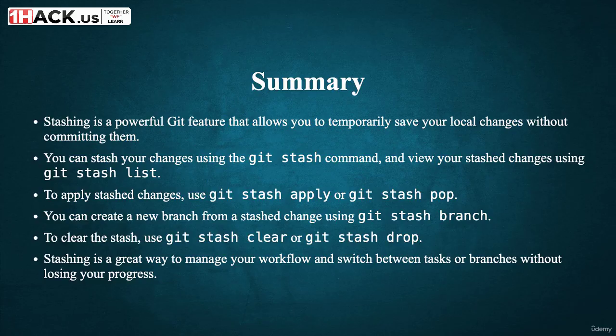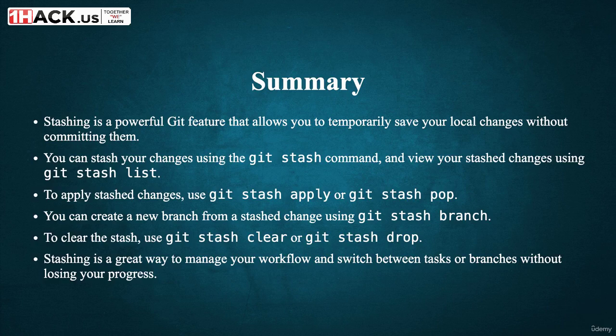In summary, stashing is a powerful feature in Git that allows you to temporarily save your local changes without committing them. This is particularly useful when you need to switch to a different branch or task, but don't want to lose the work you've already done. To stash your changes, you can use the git stash command. This will save your current changes and revert your working directory to the last committed state. You can also include a message with your stash using the -m option.